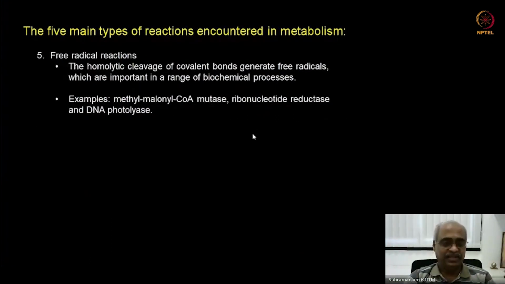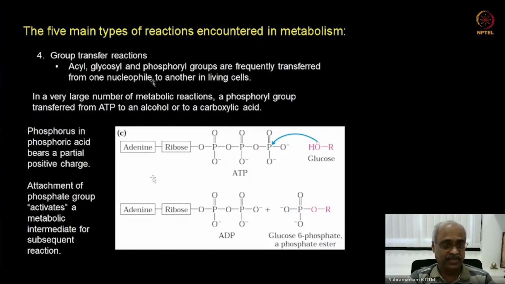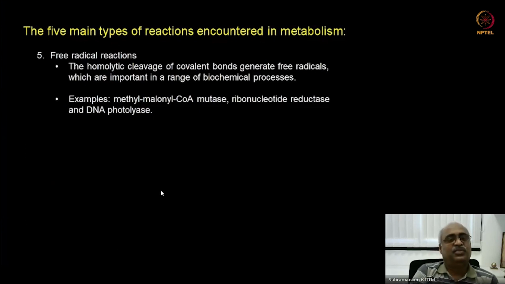So that is about the group transfer reactions, the 4th variety. The 5th one is free radical reactions. So far, whatever we have seen requires heterolytic cleavage of a covalent bond, generating a carbocation or carbanion if it is carbon. There are situations where homolytic cleavage happens and free radicals are generated, and they are important for reactions. And so we will see them when we go to this.